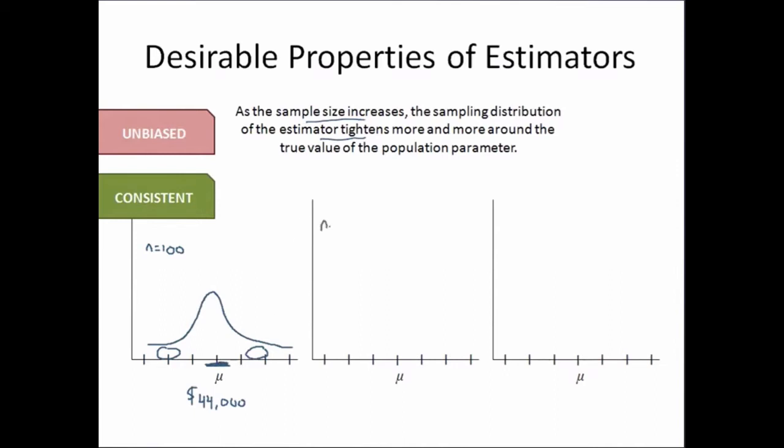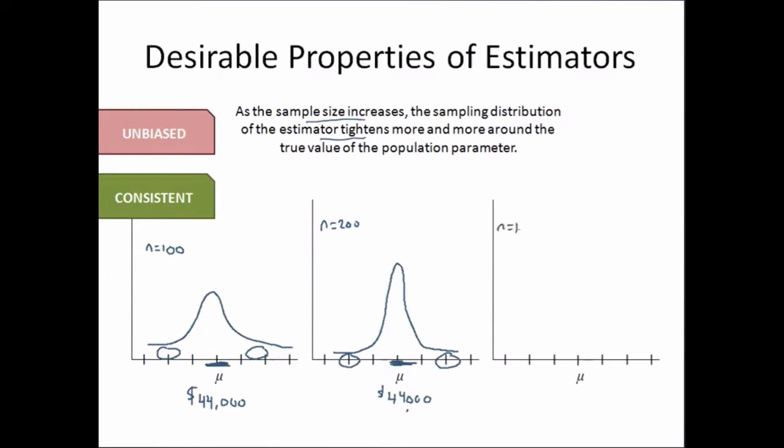Now, if I were to increase my sample size to 200, the mean of this sampling distribution will still be centered around 44,000. However, more of the mass will be closer to 44,000 than when my sample size was 100. So I still have some estimates that are producing numbers that are smaller than 44,000 or larger than 44,000. But more of the mass of my distribution is now closer to the true population parameter of 44,000.